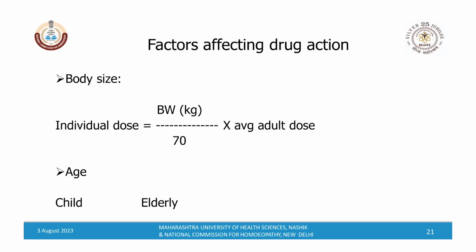The two extremes of age, that is children and the elderly, that is old patients, would require alteration of the dose. The reason? Children's body systems are not as developed as adults'. They are still developing. While in the elderly, their body functions are slowly declining. So both these age groups would require the dose to be altered as compared to that of a normal adult.